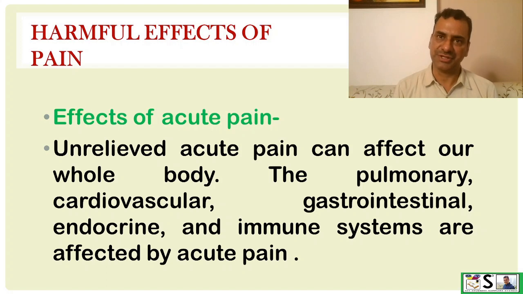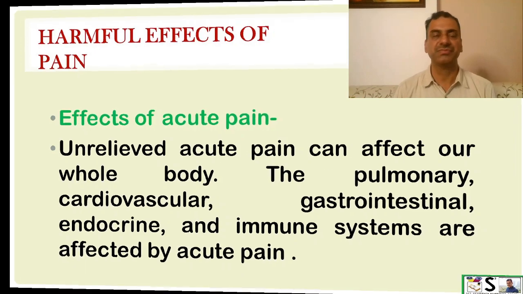Harmful effects of pain. Effects of acute pain. Now we will discuss. Unrelieved acute pain can affect our whole body. The pulmonary, cardiovascular, gastrointestinal, endocrine, and immune systems are affected by acute pain.